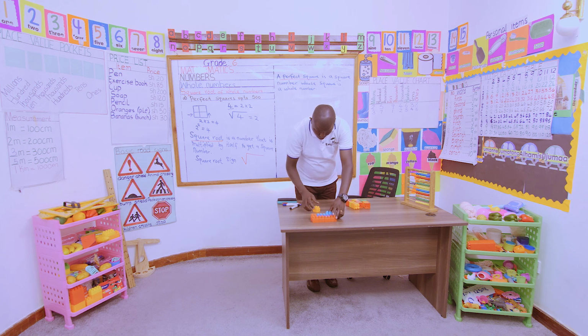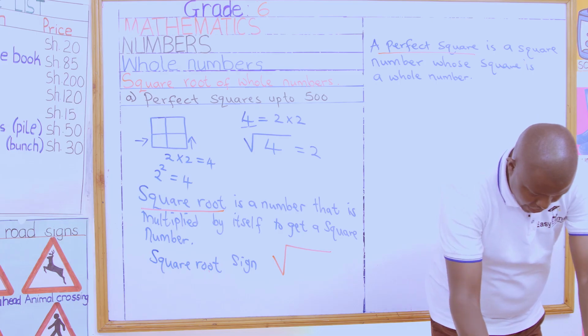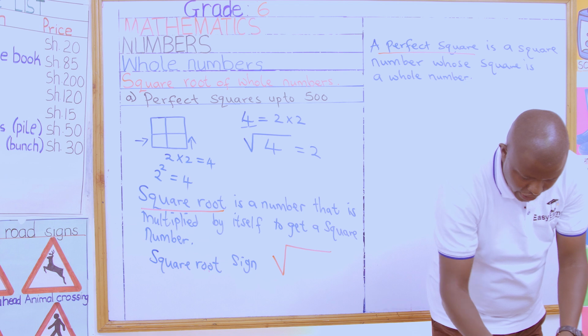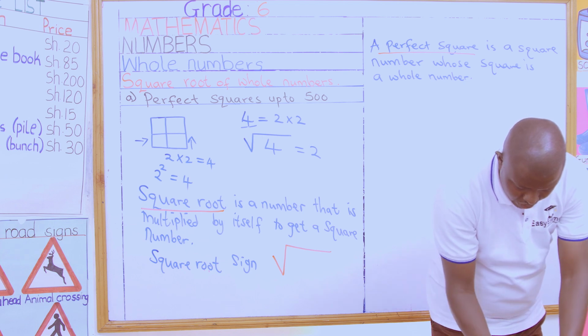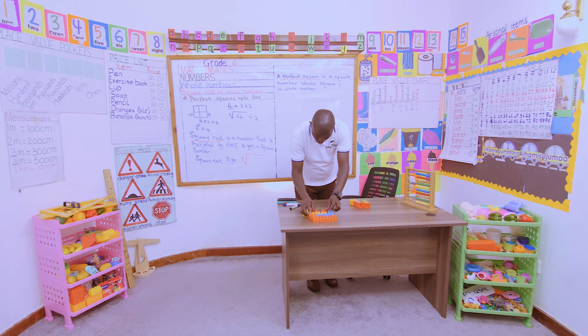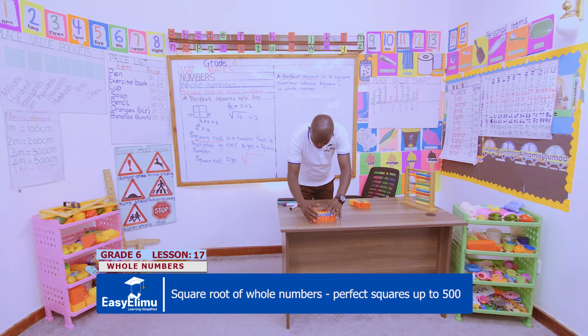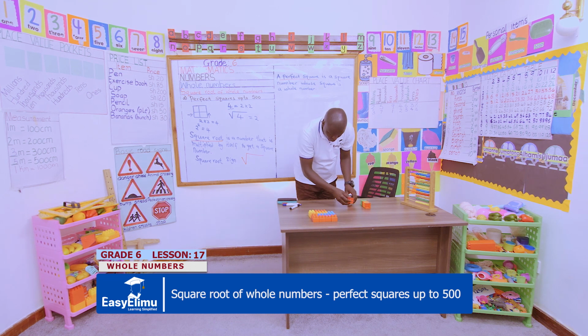Let us arrange them to form a square unit. We are arranging the 16 blocks to form a square unit. Make sure your unit is square. That means the number of rows and the number of columns are equal. That is a square unit.